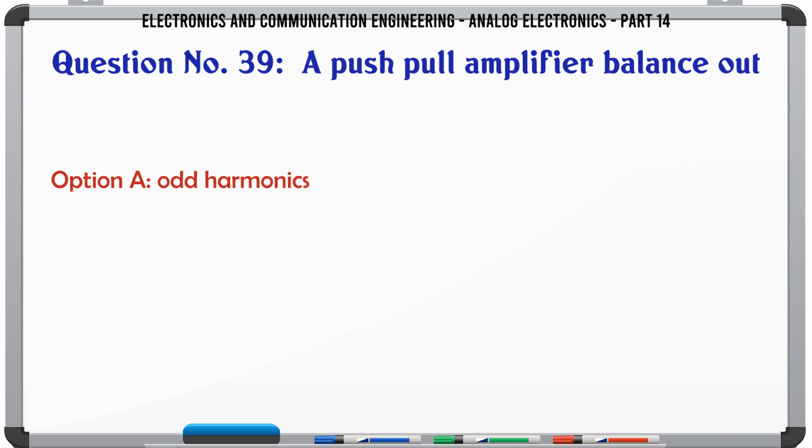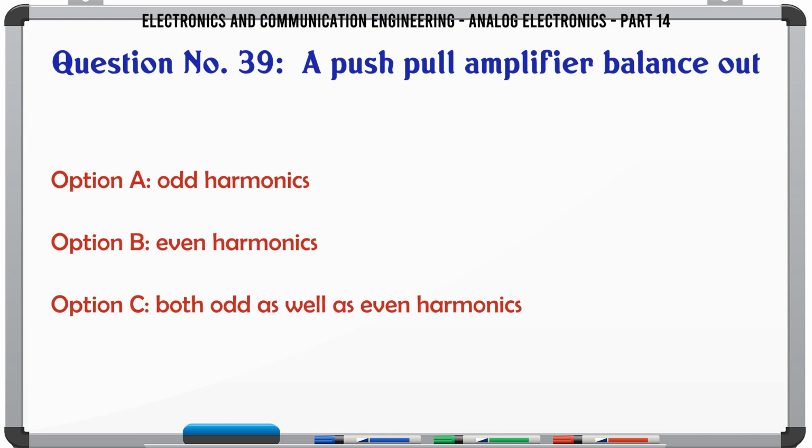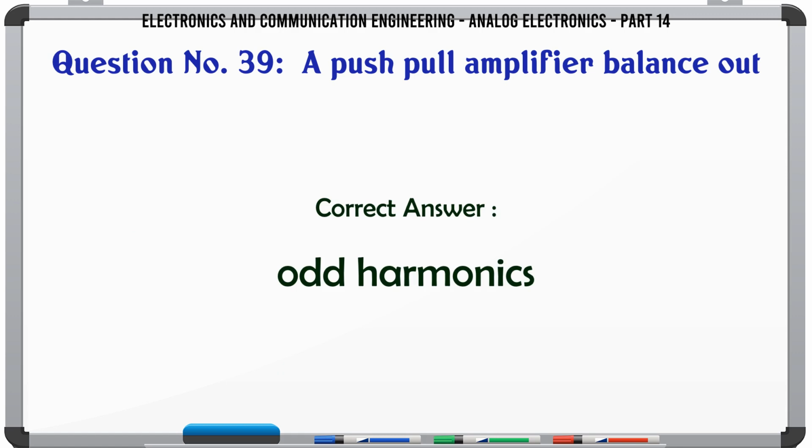A push-pull amplifier balances out A. odd harmonics, B. even harmonics, C. both odd as well as even harmonics, D. neither odd nor even harmonics. The correct answer is odd harmonics.